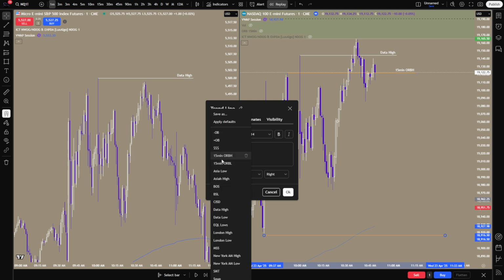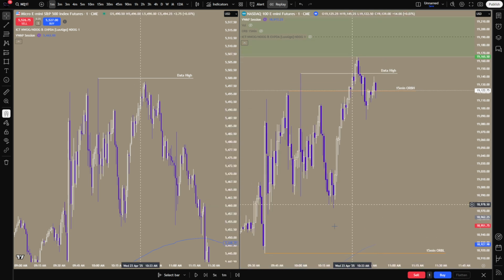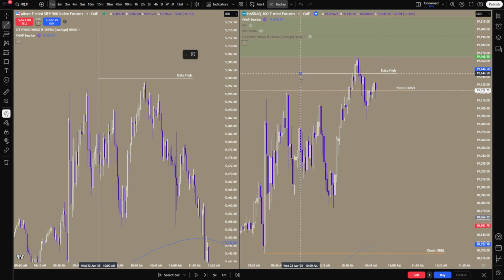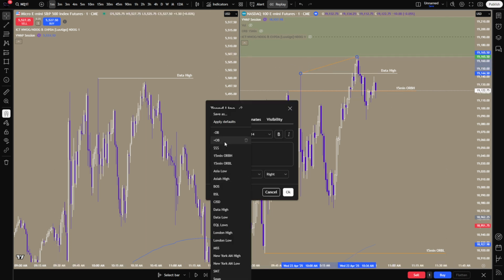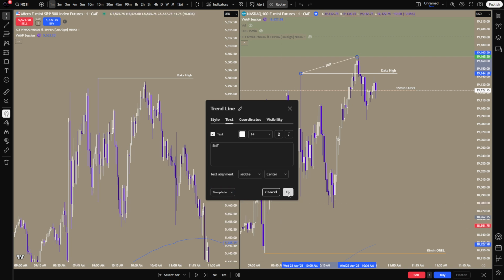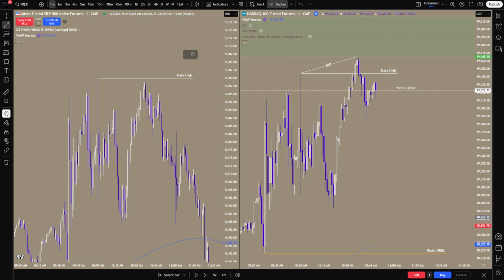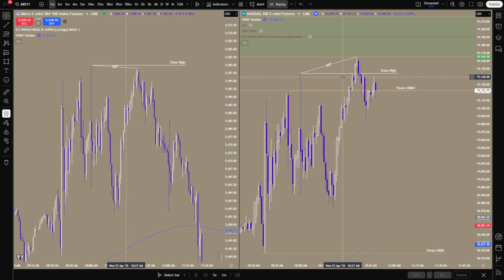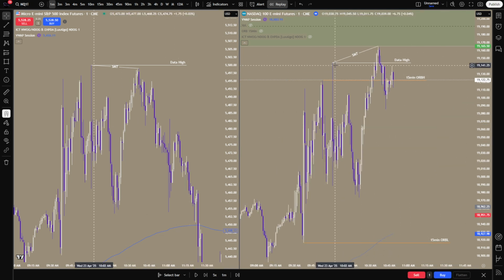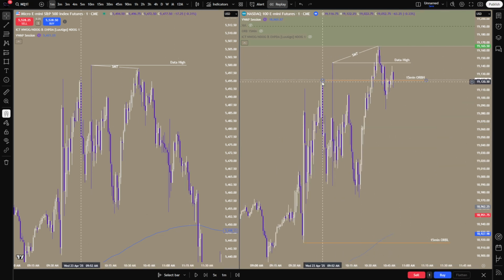So we have our SMT right here. NQ runs up, boom, right there. NQ grabs our data high, so that's going to be SMT divergence. That's going to be a fake-out there on NQ. ES right here, boom, SMT. So we fake out there. ES fails to sweep the high, NQ sweeps the high. I got 952 on the ORB. Let's see.